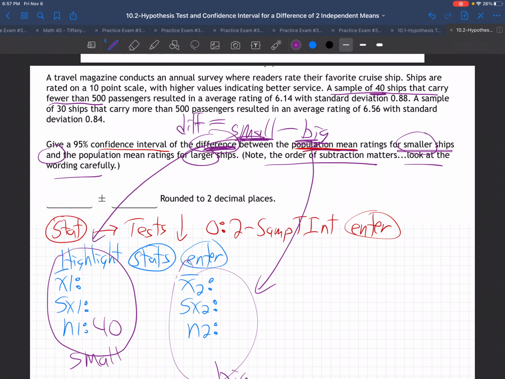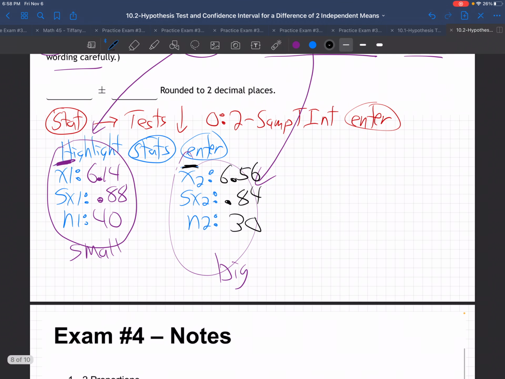So 40 small ships. The rating was 6.14. It's the average, the mean. See the bar here, x bar. And the s sub x, standard deviation, 0.88. And then for the other side, the x2 is average rating 6.56. That's the x bar, average, 6.56. s sub x, standard deviation, 0.84. And how many ships of that? Oh, 30, there it is. 30 ships that carry more than 500 passengers, 30 big ships. So there we go. So put all that information into your calculator. I'm doing that right now myself.